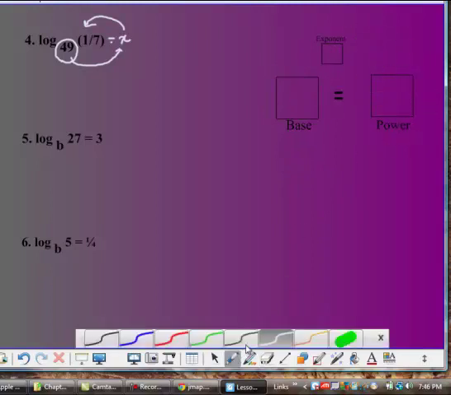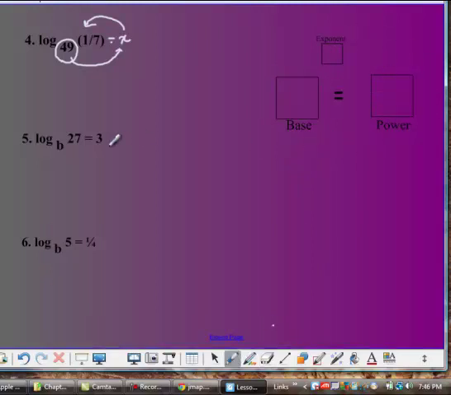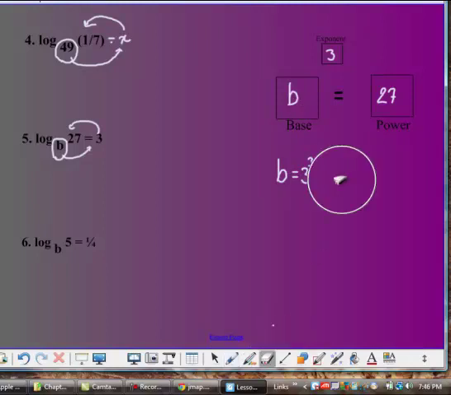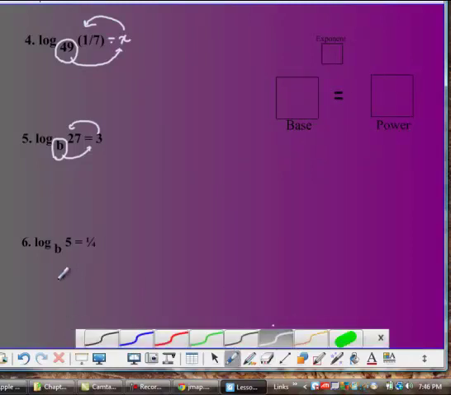Okay, let's try the next one. Oh, I like this one better. B to the 3rd power gets me 27. And if I had to solve that, well, I think I could figure it out. I could figure out that B is 3, because 3 to the 3rd power would get me 27. But I'm not worried about that right now. I'm just worried about rewriting. This Josh shortcut really makes this easy.